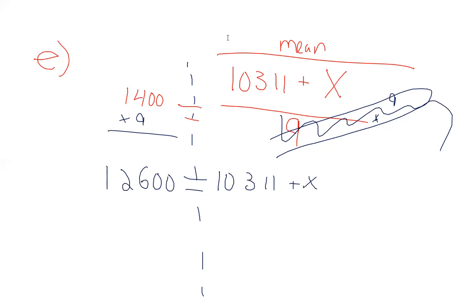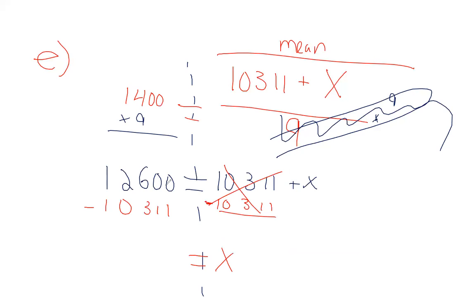So now I'm back down to one more step to solve my algebra problem. I have a positive 10,311 and I want to get x by itself so that I know what it equals, right? So I have to get rid of this. It's positive right now, so I have to take it away from this side to make it go away. If I subtract it from one side, I got to subtract it from the other.